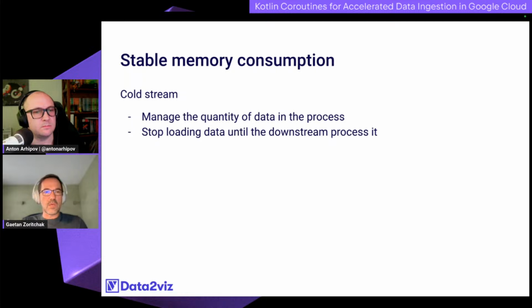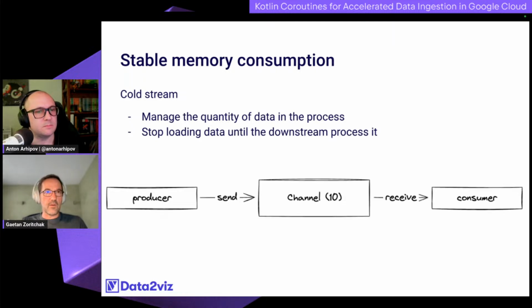So to do that, what is really important in Kotlin and in Coroutines is the channel. The idea of the channel is that it is a blocking queue which can have a capacity. So here, for example, if I give a capacity of 10, there will be no more than 10 elements inside the channel, and the producer uses a send function.